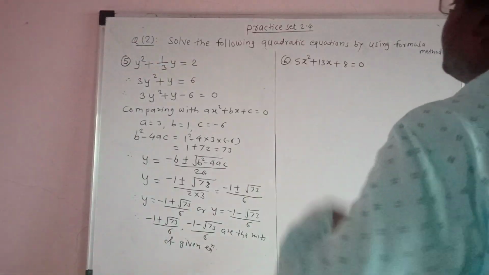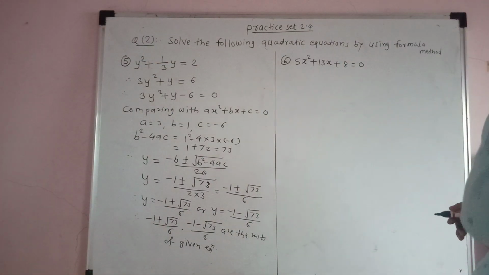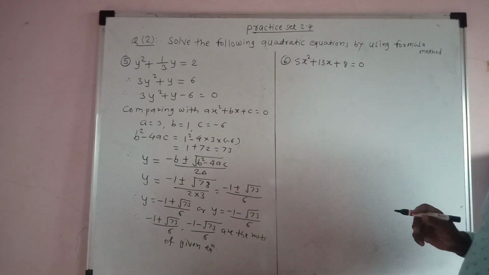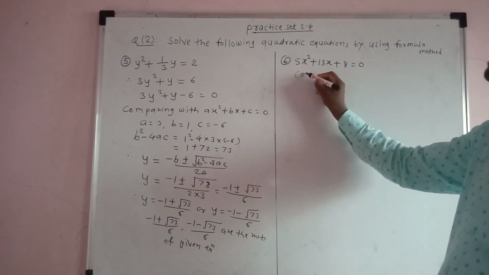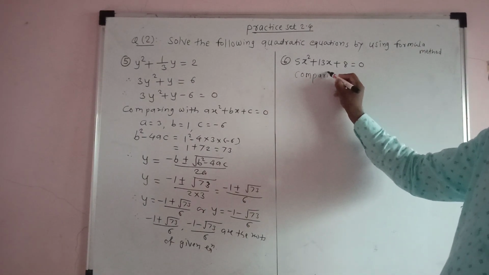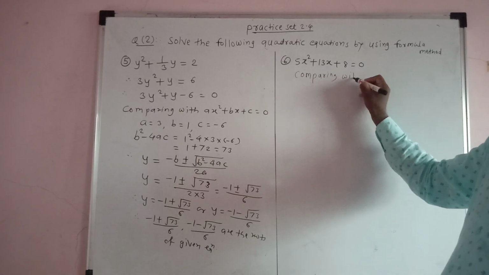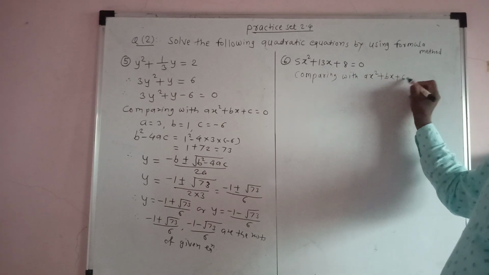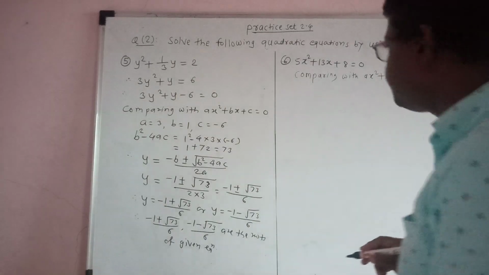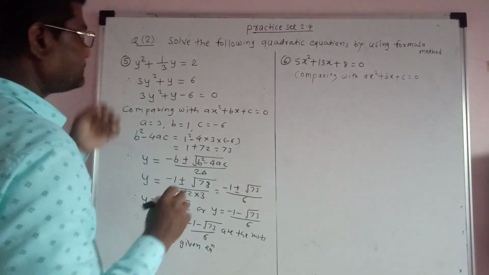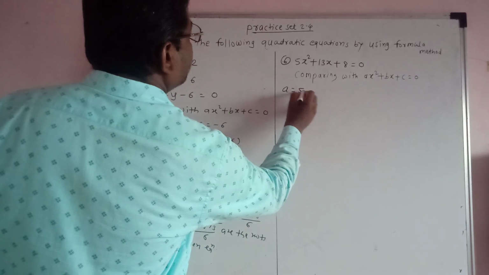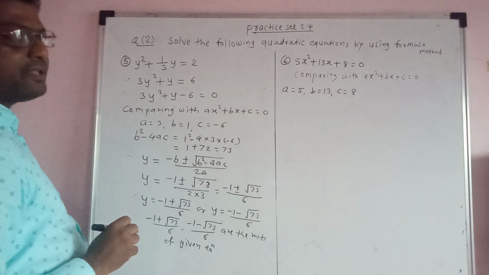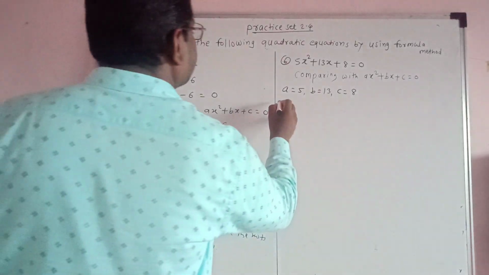Now example number 6. Example number 6 is 5x square plus 13x plus 8 is equal to 0. Comparing with ax square plus bx plus c is equal to 0, we get a is equal to 5, b is equal to 13, c is equal to 8. Now find the value of b square minus 4ac.